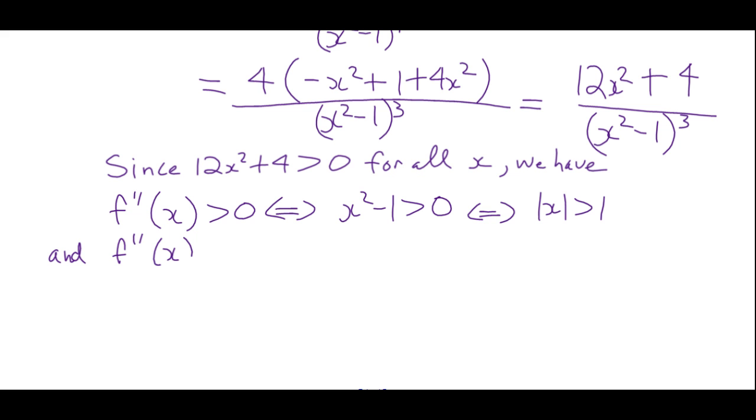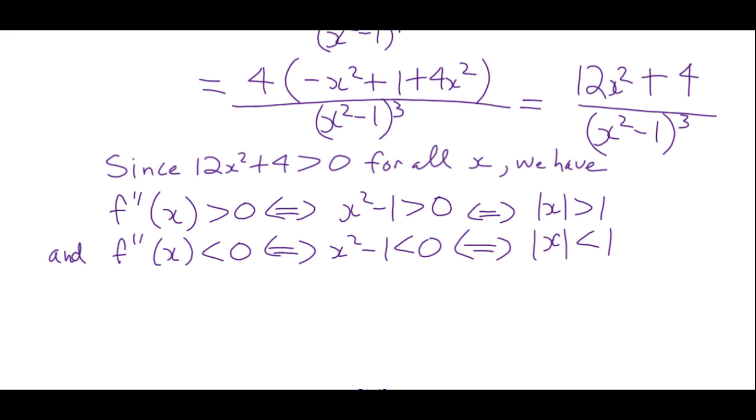f double prime of x is less than 0 means that x squared minus 1 is less than 0, means everything else. And everything else will be that the absolute value of x is less than 1. So in other words, when you square x, you need a number smaller than 1 such that when you subtract 1 from it, you get a negative, which will then be less than 0. So that would meet the requirements. I mean, these have to be opposite of each other. They can't overlap. It can't be both positive and negative.